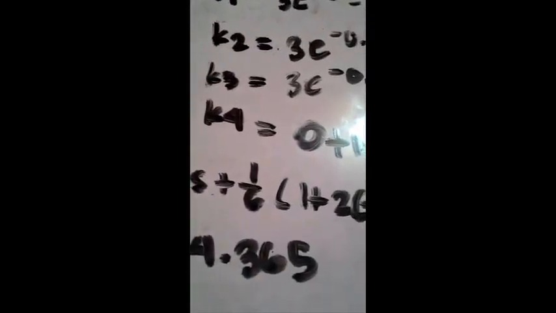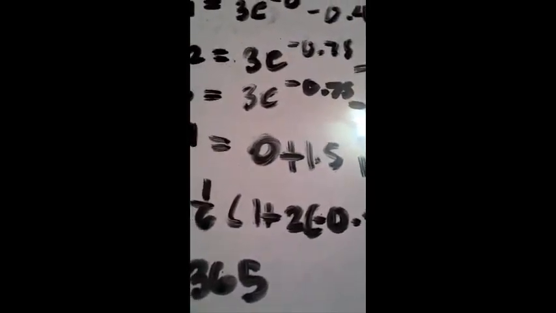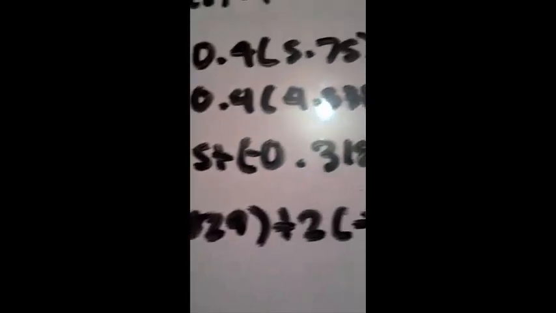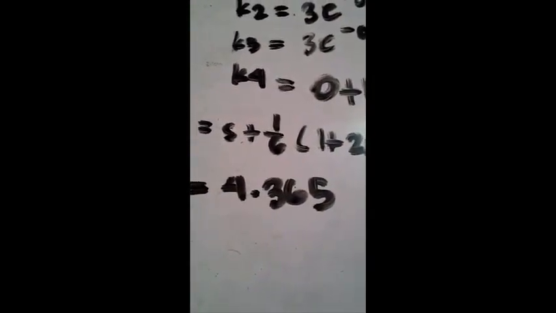Now, given our answers for k1, k2, k3, k4, we just plug those answers into our main formula. 5 plus 1/6 multiplied by 1 plus 2 times negative 0.8829 plus 2 times negative 0.3180 plus negative 1.140, times the step size, is equal to 4.365.